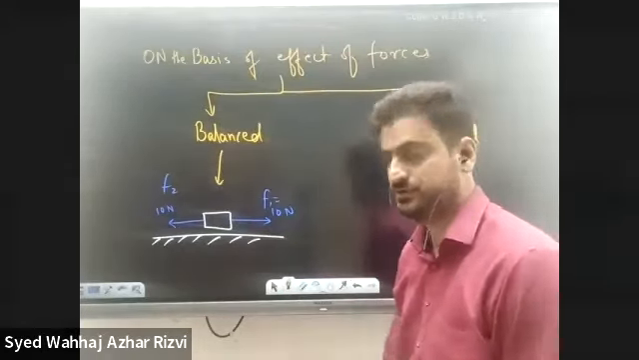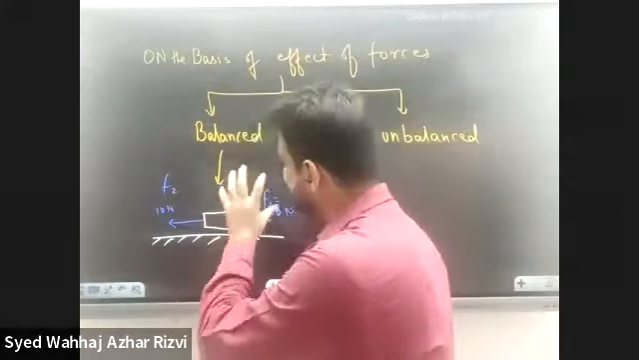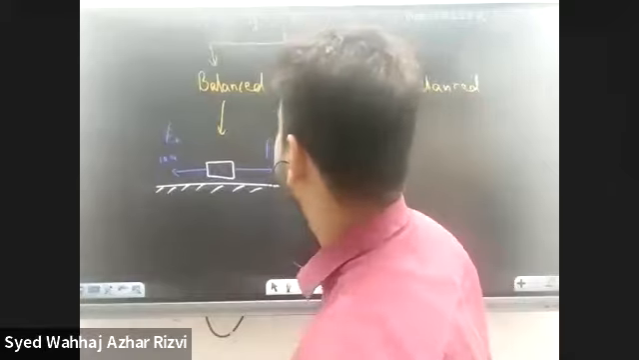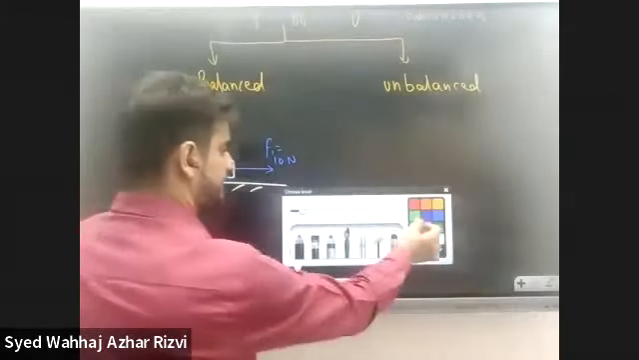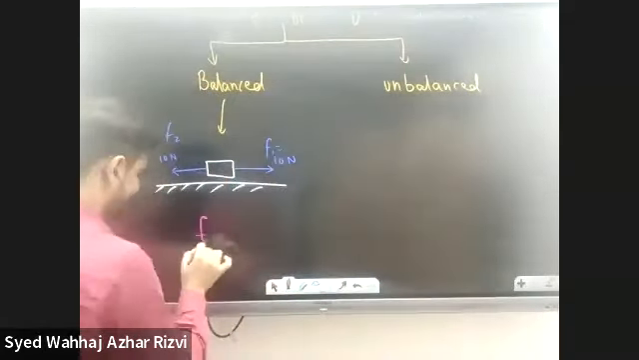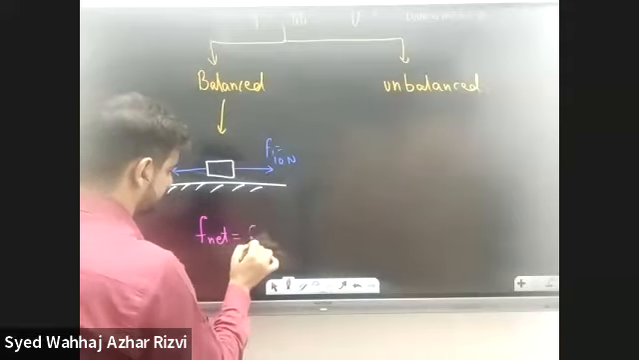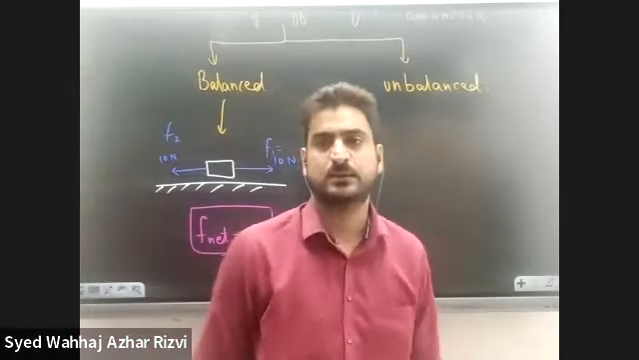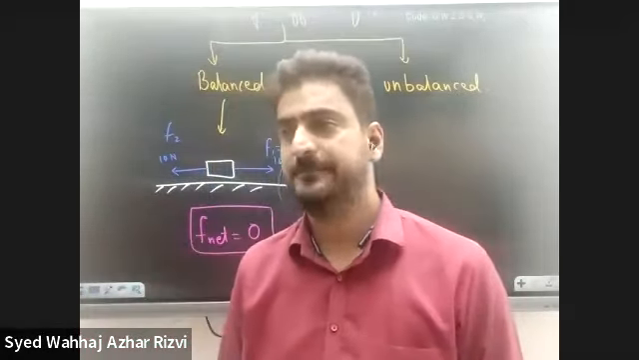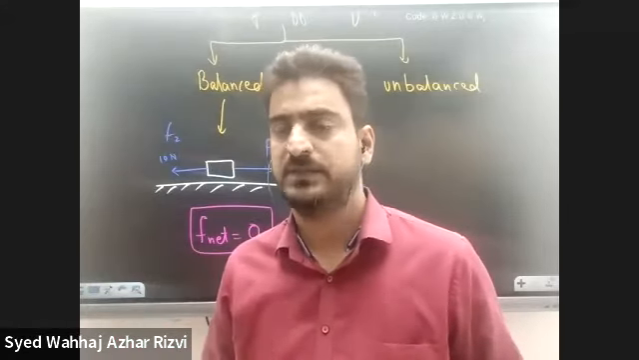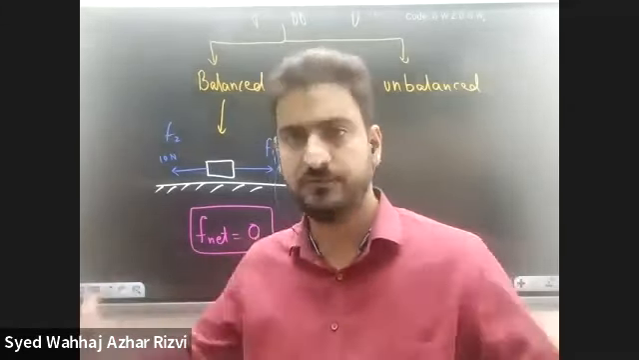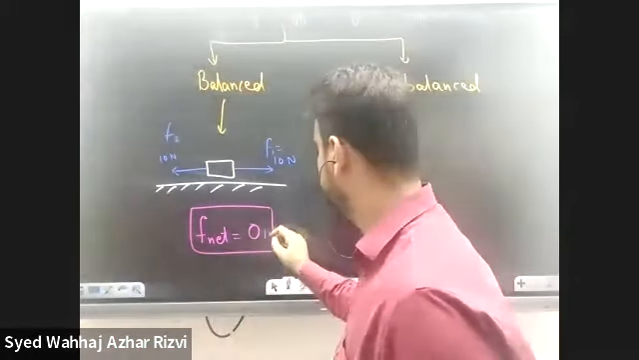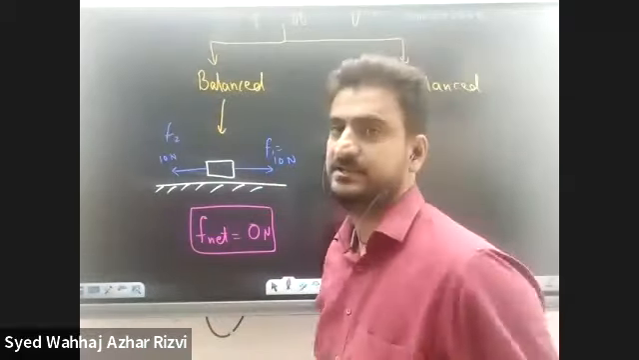So what is a balanced force? A balanced force is the net force whose value is zero. So F net equals zero. When all the forces acting on a body cancel each other, the net resultant of all the forces, when we add it up, makes zero Newton. Then we say that the force is balanced.